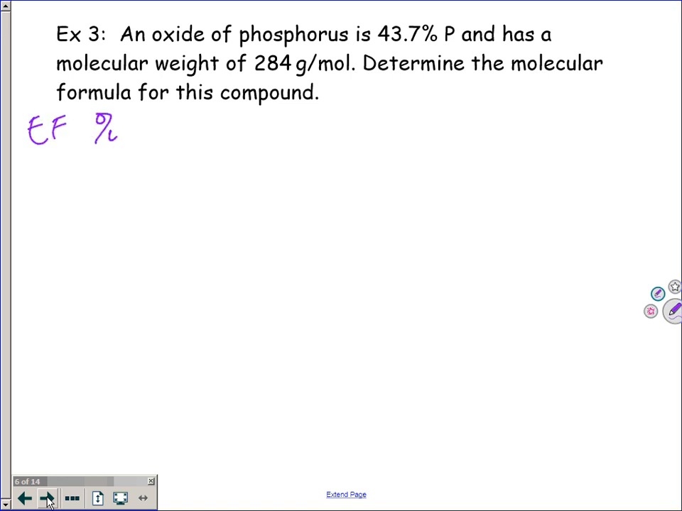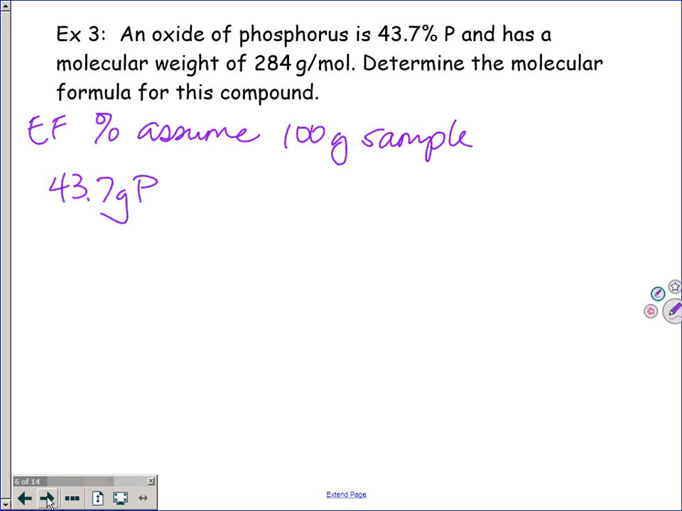You take your percent and you assume what? A 100 gram sample. Okay, so we know this is 43.7 grams phosphorus. What's the other percent? 56.3% oxygen, because it's an oxide of phosphorus. So I want you guys to start first without me. Look at your steps. I'm going to calculate on the board too, but work from your paper.